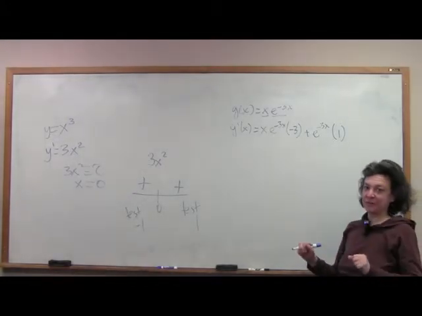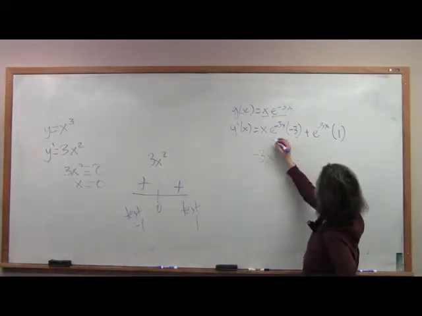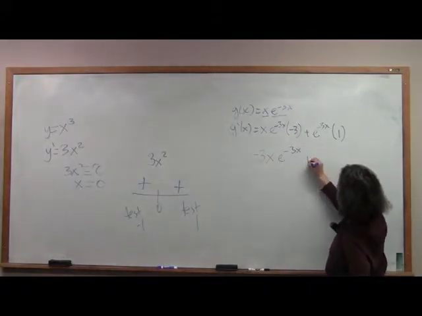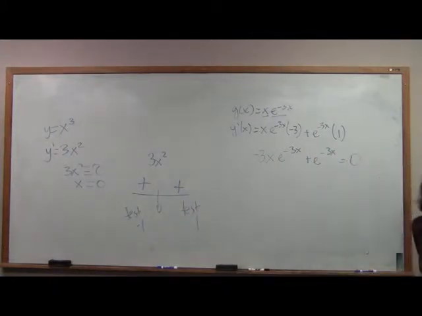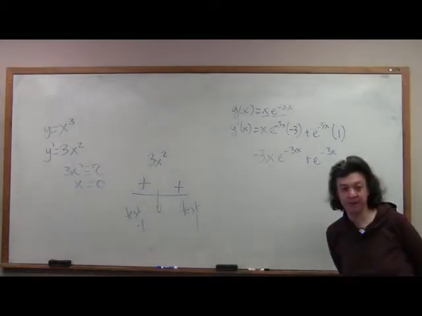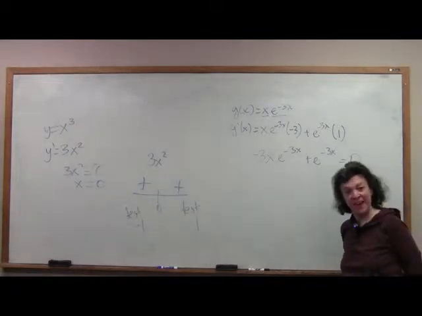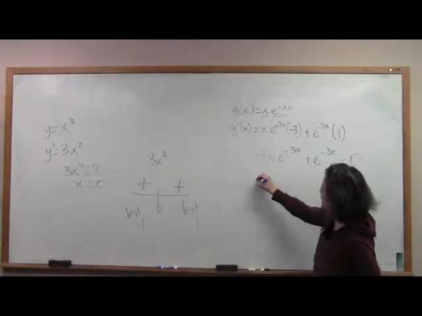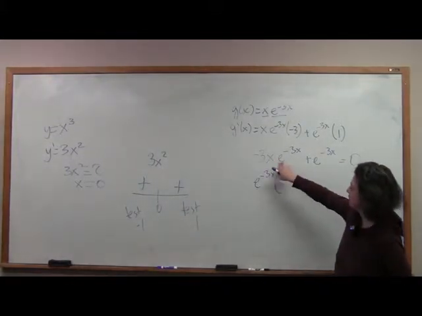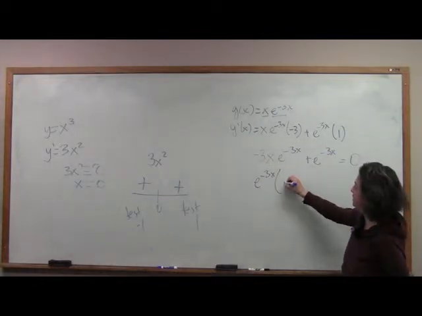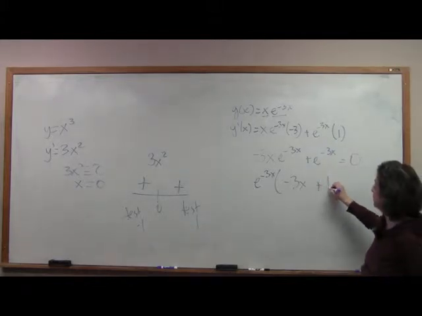All right, got the derivative done. So I'm just going to write it a little nicer. So it's negative 3x e to the negative 3x plus e to the negative 3x. And in order to find our critical points, we need to set that equal to 0. All right, what should we do here? Well, let's factor. Both terms have an e to the negative 3x, so I'm going to yank that out. In my first term, if I pull out the e to the negative 3x, I'm left with the negative 3x. In my second term, if I pull this out, I'm left with the 1.